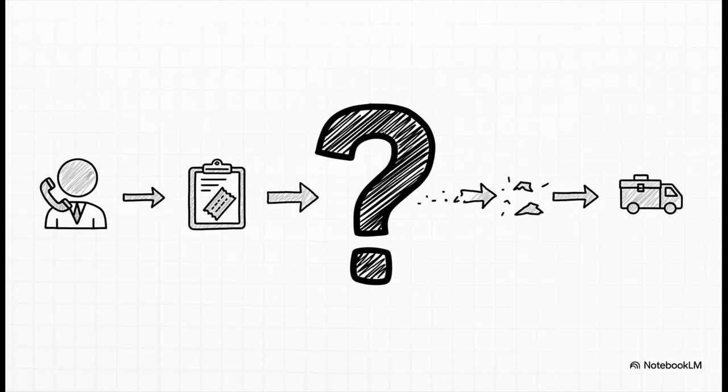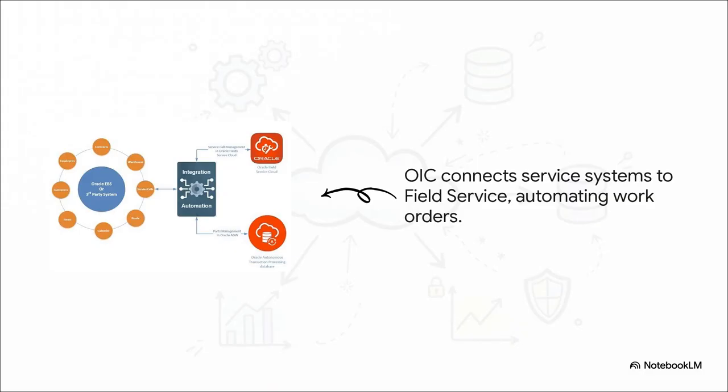A customer calls in with a problem. A service request gets created in one system. But how does that turn into a work order for a technician who's out in the field? Well, a lot of the time, it doesn't. At least, not without someone manually connecting the dots. This is where OIC acts as that central hub again, the brain of the operation.